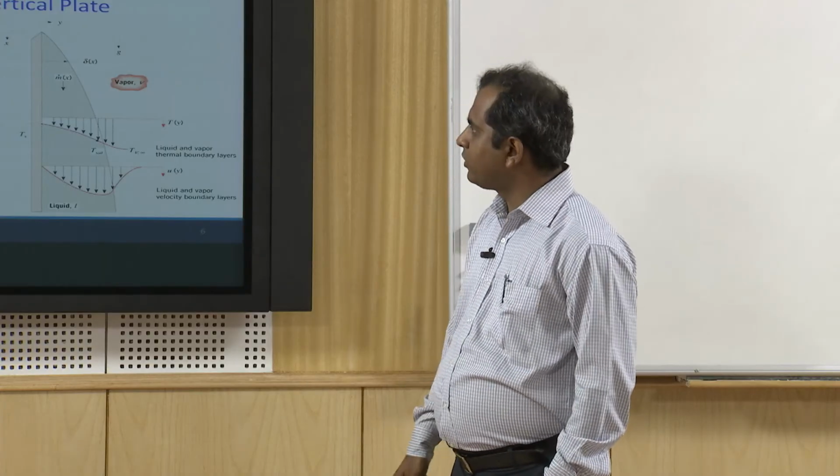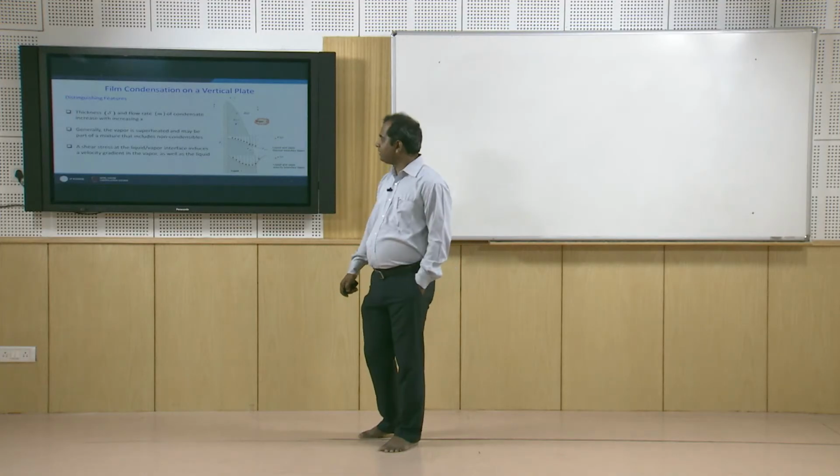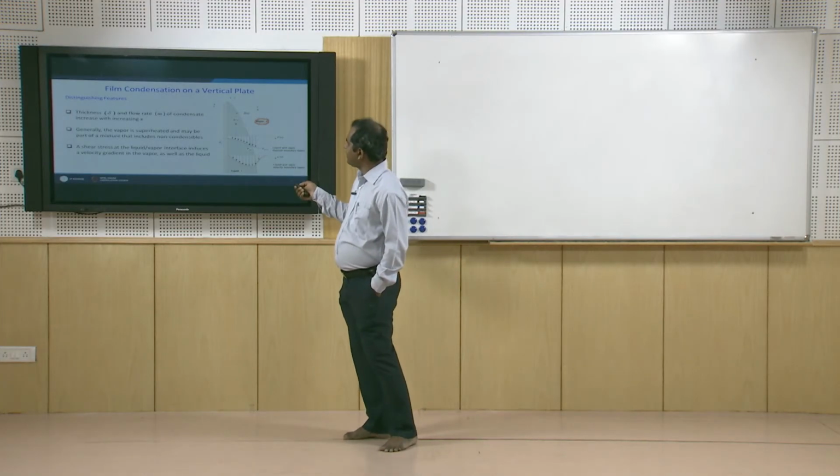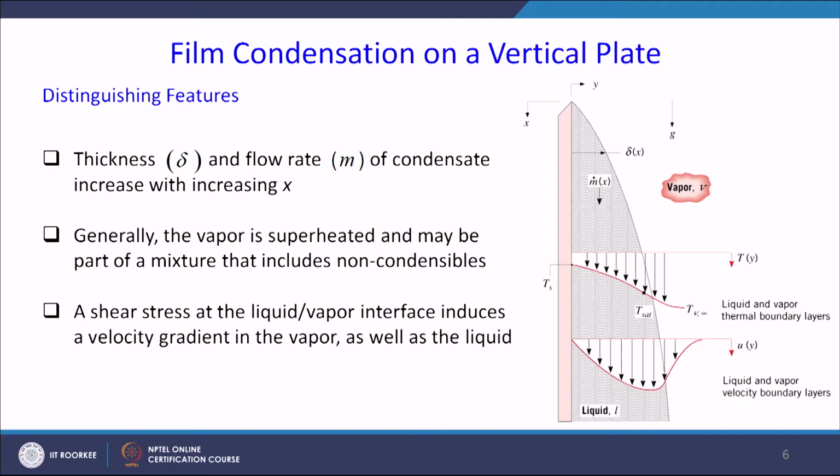Let us now try to understand how this condensate rate, m dot, can be predicted, as well as the nature of the film thickness, delta, where delta is the film thickness.